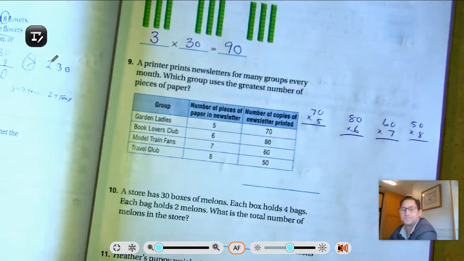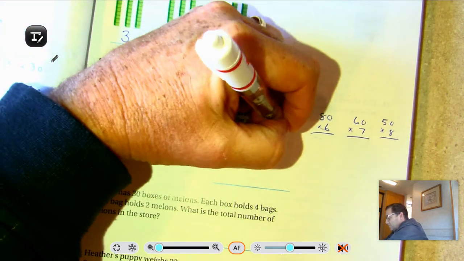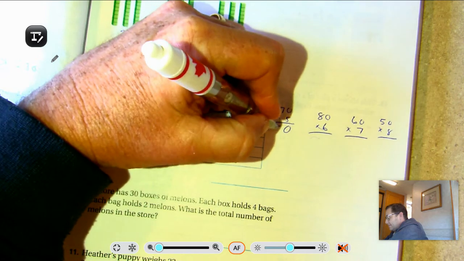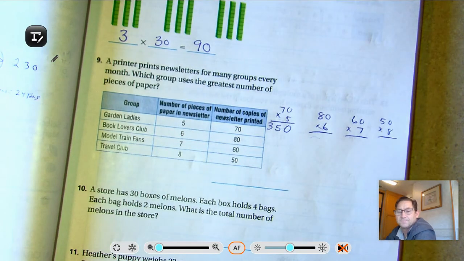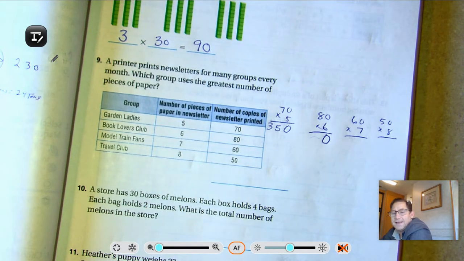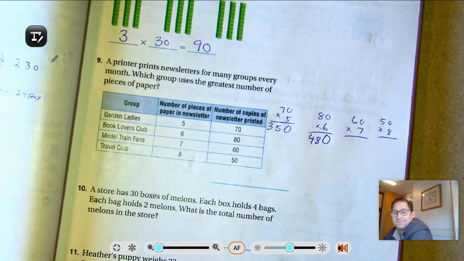times 8. Okay, so 5 times 0 ones is 0, and 7 times 5 is 35. 80 times 6. 6 times 0 ones is 0. 8 times 6, 48.